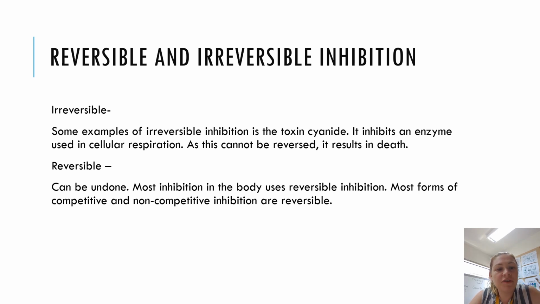Some enzyme inhibition can be reversible and some inhibition is irreversible. Some examples of irreversible inhibition come about when we've got toxins or cyanides as an example here. So this is an example of something that can't be reversed and it can result in death. It's quite dangerous. Reversible is when our inhibition can be undone, and most forms of competitive and non-competitive inhibition are reversible. Most molecules that our body makes to act as competitive or non-competitive inhibitors can be removed through a feedback loop.